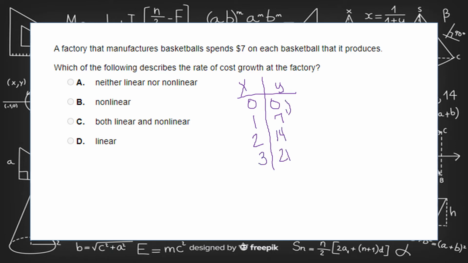So I can come up with the rate of change here. I add 7, add 7, add 7. Over here, I'm adding 1, adding 1, adding 1. Because I've got the exact same rate of change, the constant, I've got a constant rate of change. That is a linear equation.